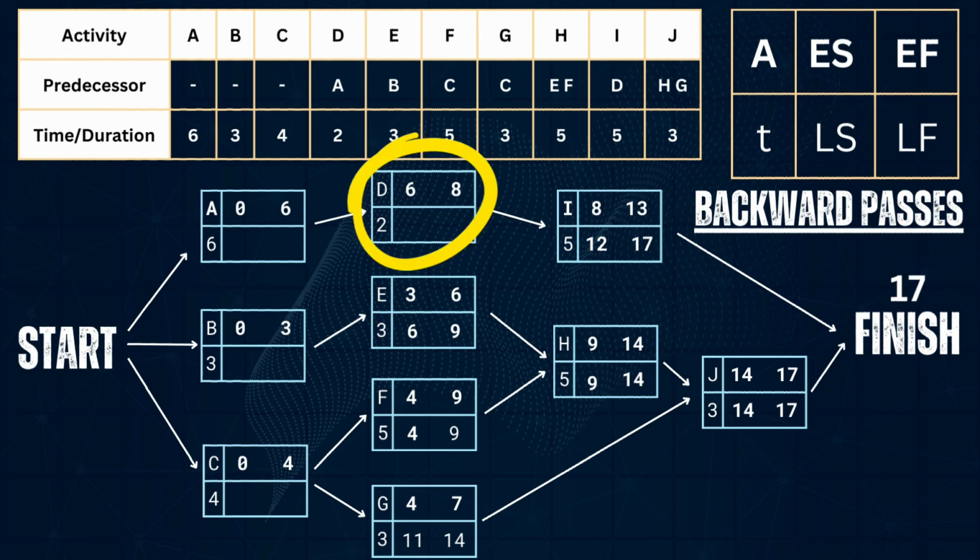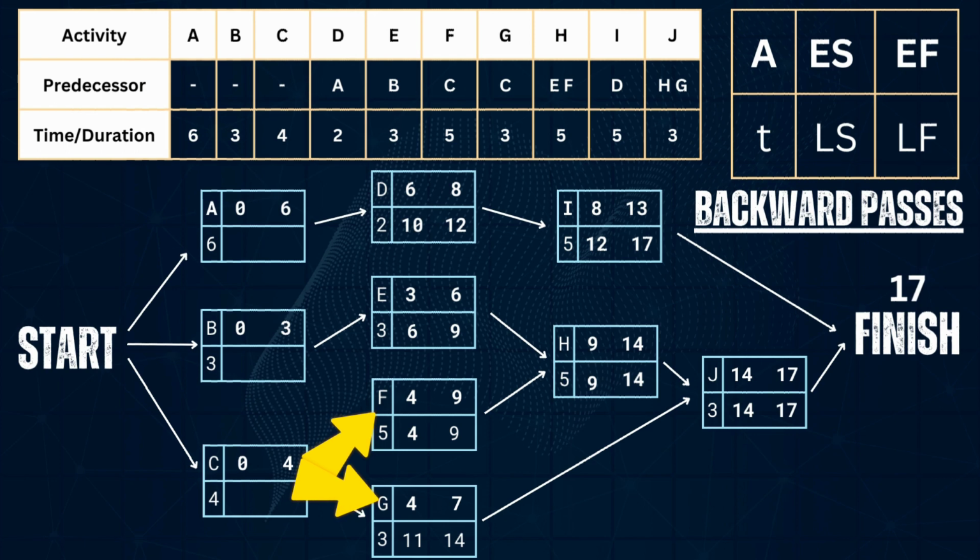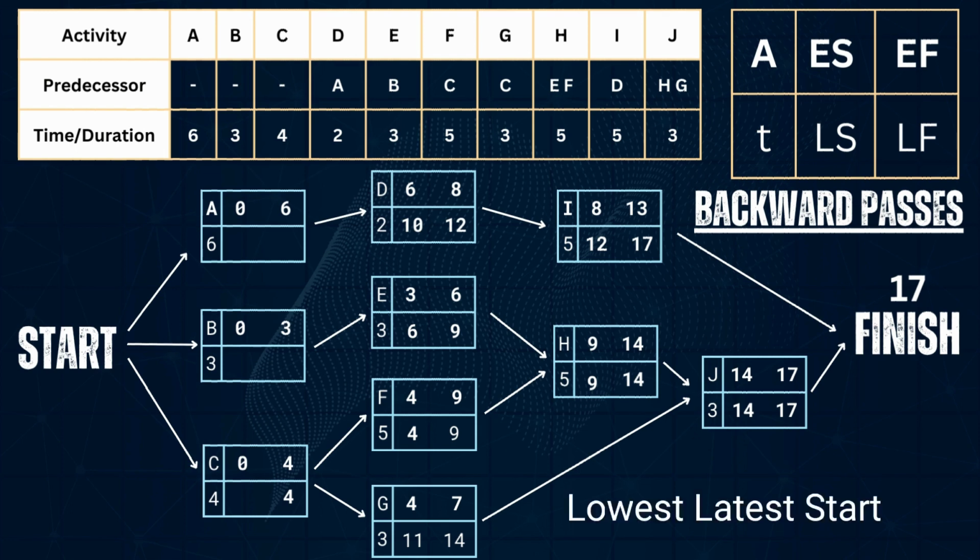Activity D, the latest start of I is 12, so the latest finish of this is 12. 12 minus 2 will be 10. Now, C has two successors, F and G. The latest start times are 4 and 11. As a result, the latest finish will be 4 because in backward pass, the lowest latest start is the one that we're going to get, unlike forward pass. So 4 minus 4 is equal to 0.